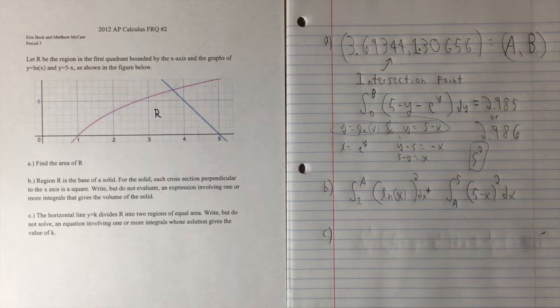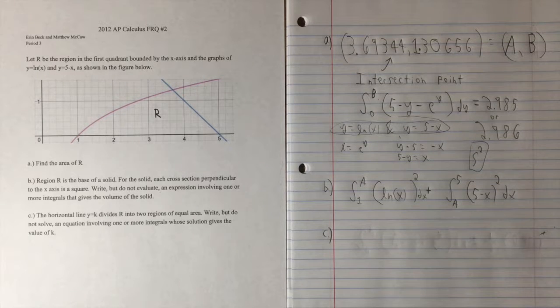Alright, so now we're on to part C. To find the value of k, in which y equals k, at which we'll divide the area of region R into two regions of equal area, we're going to set up an integral identical to that in part A, except instead of the boundaries being from 0 to b, the integral will be from 0 to k, and k is what we're trying to solve for.